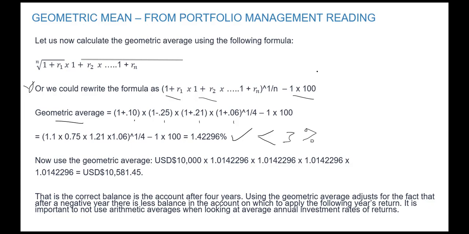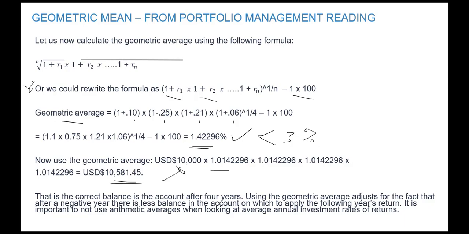So when we have variabilities in returns, and in particular negative returns, the geometric average is always going to be less than the arithmetic average. Now, I'm not going to bring up the calculator to do it again, but just to show you then the simple way, the $10,000 times 1.0142296 over 4 years for the average, and that's going to give us the correct balance in the account at the end of the 4 years. Okay, so that is the correct balance in the account after 4 years. Using the geometric average adjusts for the fact that after a negative year, there is less balance in the account on which to apply the following year's returns.